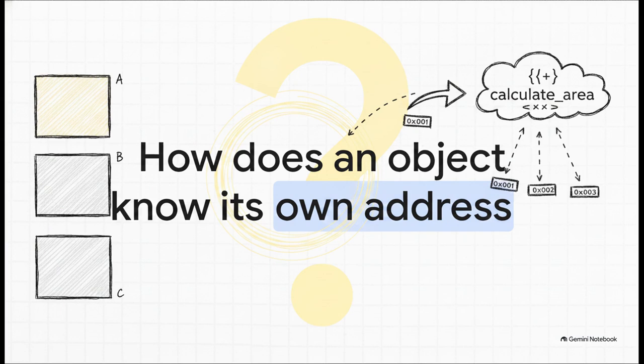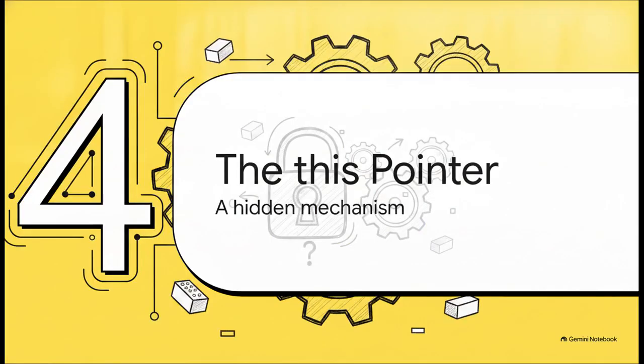Imagine you have three different rectangle objects, and they all call the exact same public calculate_area function. How does that single function know which rectangle's length and breadth to look at? How does an object actually know its own memory address inside a shared function? Let's find out in Section 4, Understanding the This Pointer.